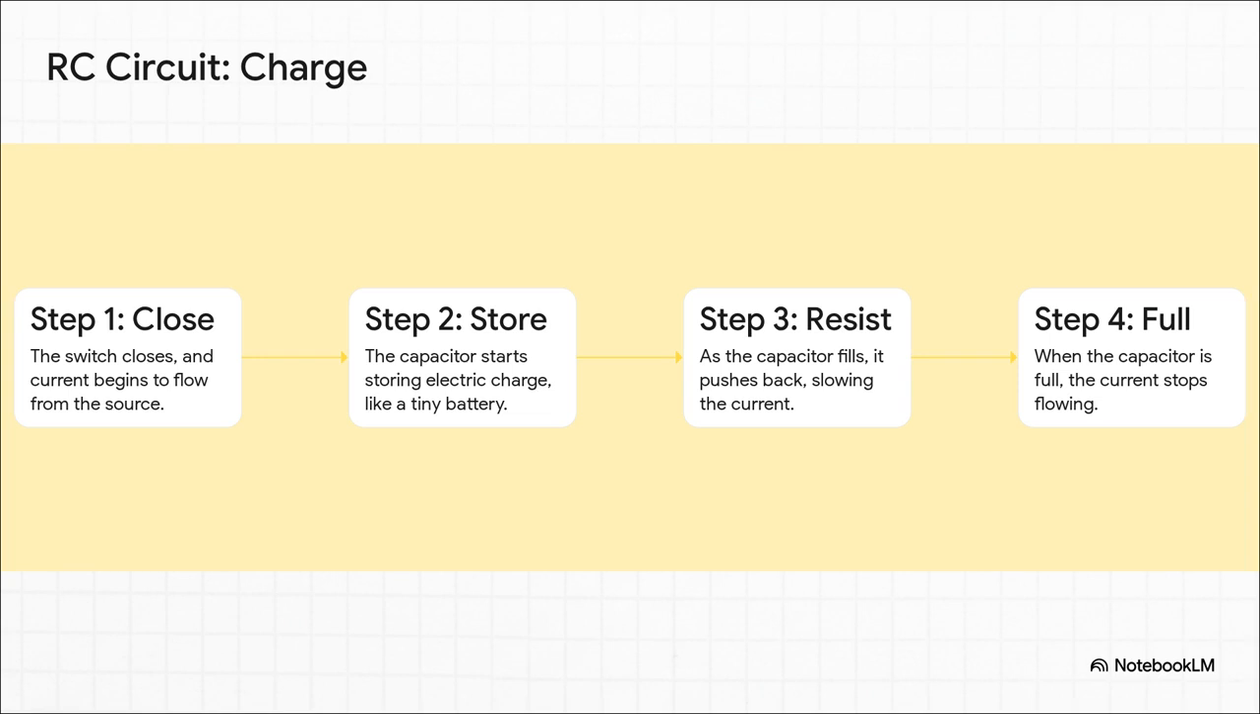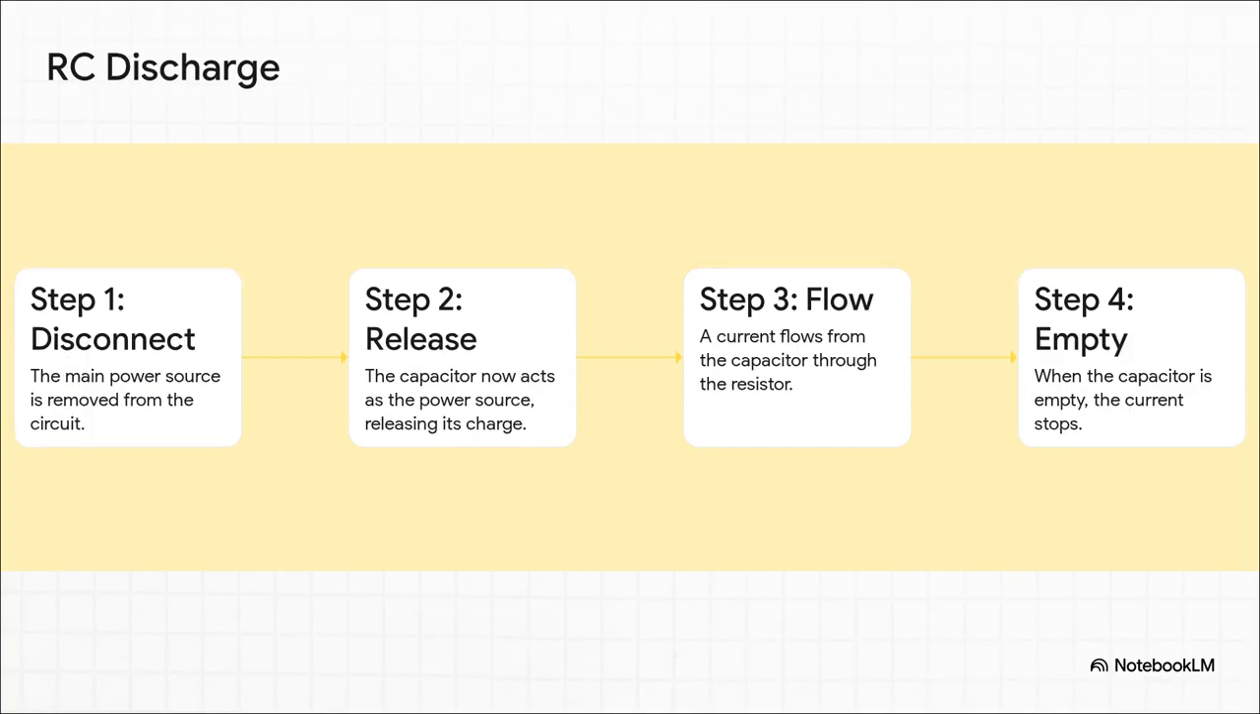It's kind of like filling a bucket with water. And as that bucket, our capacitor, gets fuller and fuller with charge, it starts to push back against the flow, and the current slows down and down until it eventually stops. But what happens next is the really neat part. If we then disconnect the main power source, that charged-up capacitor suddenly becomes its own power source. It's like a little temporary battery. It releases all that energy it was storing, pushing a current back out into the circuit until it's completely empty again.